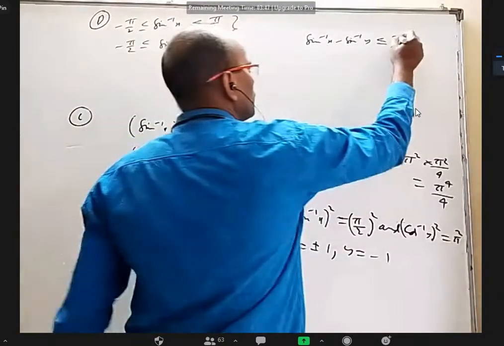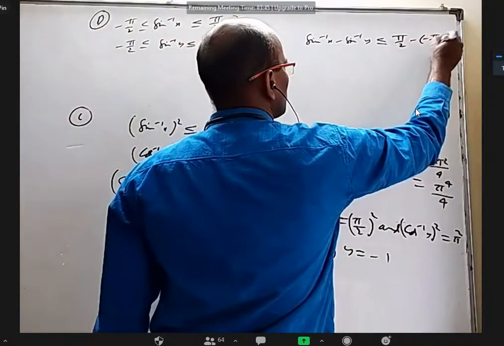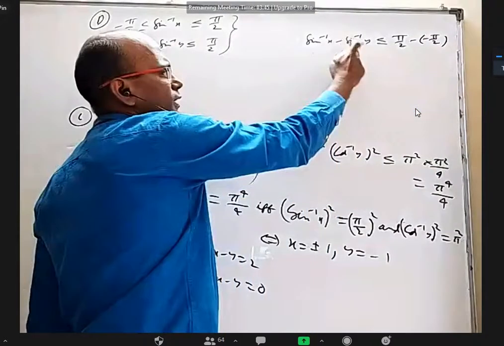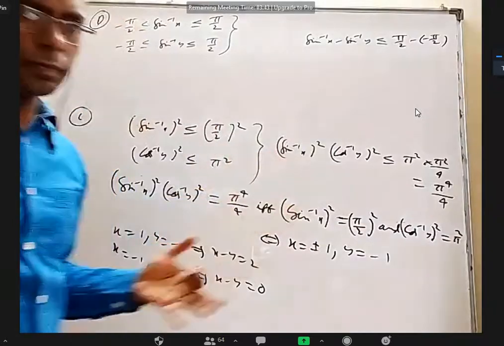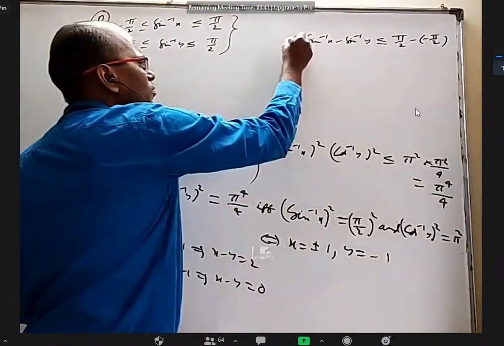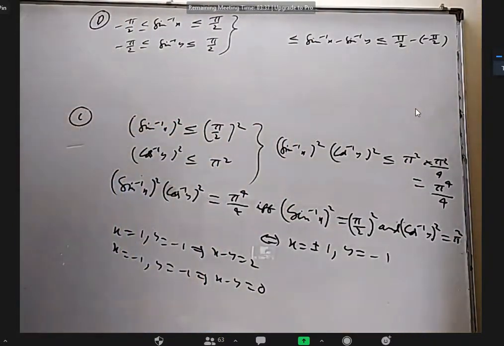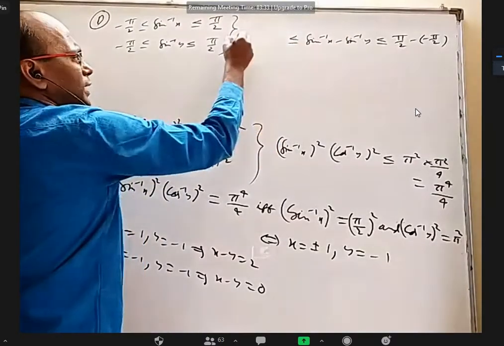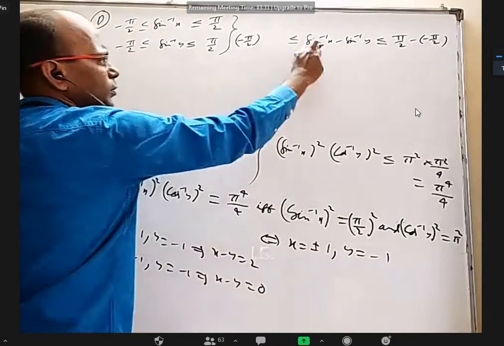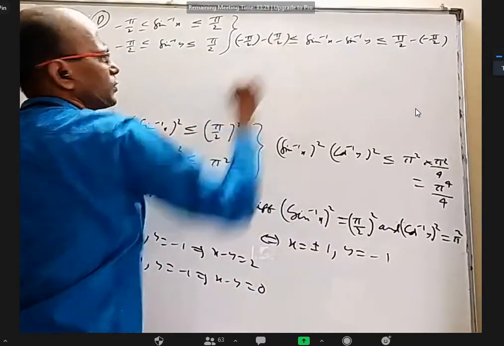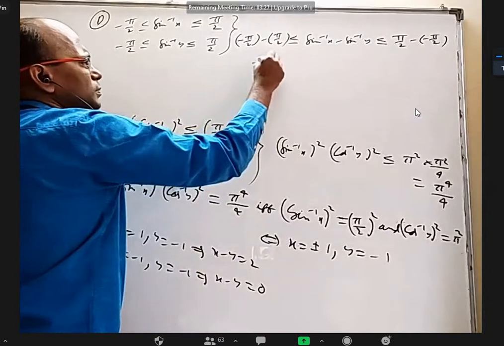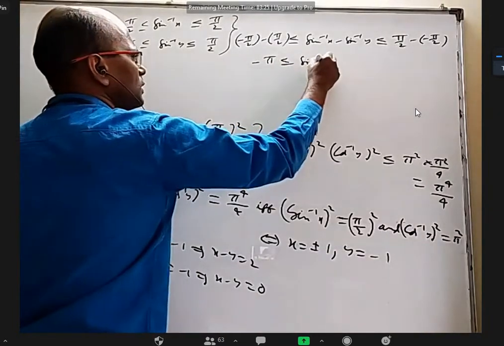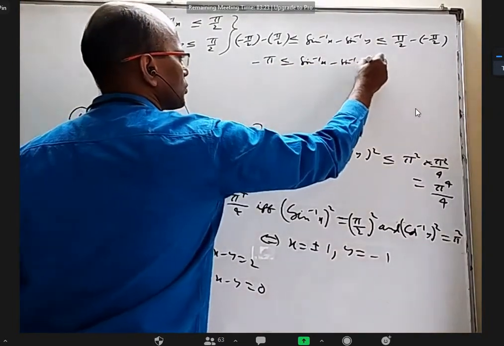So pi by 2 minus minus pi by 2, which is pi. Increase this as much as possible, decrease this as much as possible, the gap will be maximum. What about the minimum value of this? Minus pi. When this is minimum, that is maximum. So that is minus pi by 2, the minimum of this, minus the maximum of this. So without the mod, sin inverse x minus sin inverse y is between minus pi and pi.